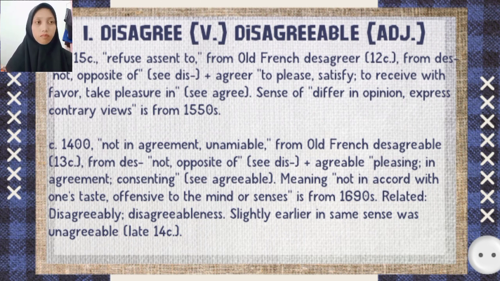1550. And disagreeable, adjective, 1400, not in agreement, not amiable, from Old French desagreable, 13th century, from des, negative, not, opposite of, see dis negative, plus agreeable, pleasing, in agreement, consenting, see agreeable. Meaning not in accord with one's taste, offensive to the mind or sense is from 1690. Related: disagreeableness, slightly earlier in some sense was incredible.